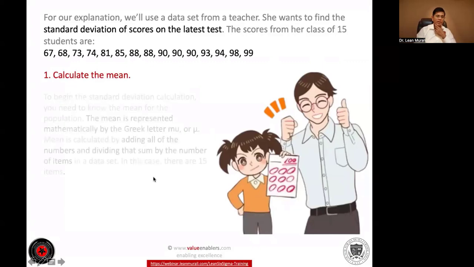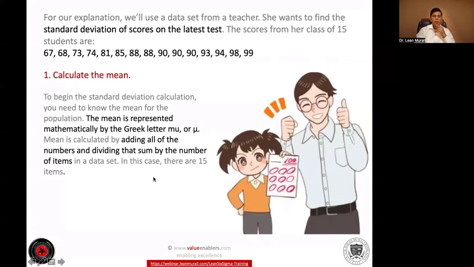First step is calculating the mean. What is the mean, which is mu? It is an average. How many of you know how to calculate average? Type KNOW here. If you don't know, type NO here. How many of you know how to calculate the standard deviation?